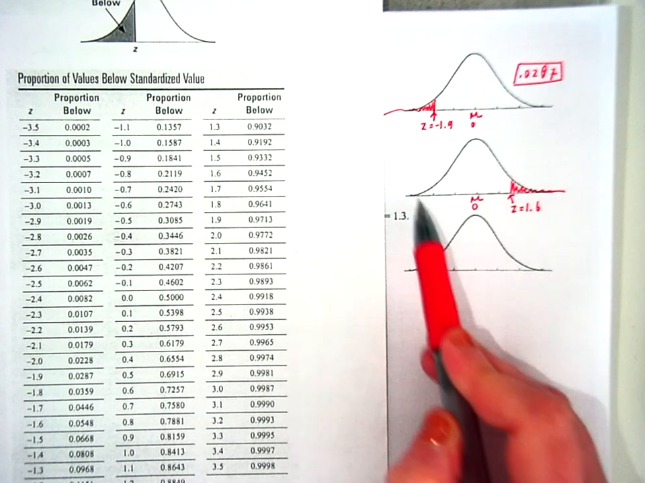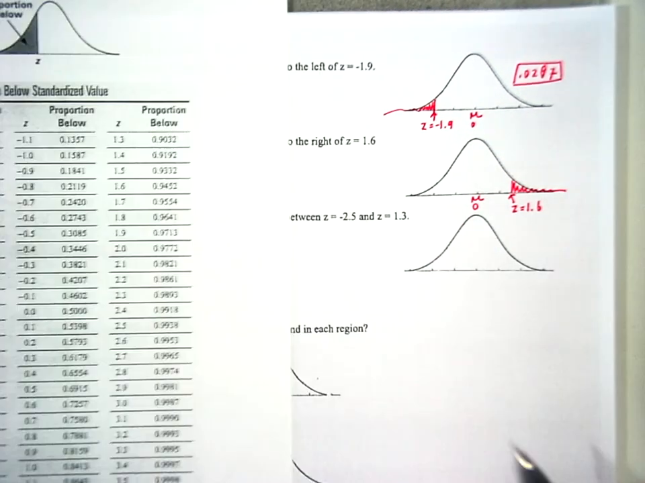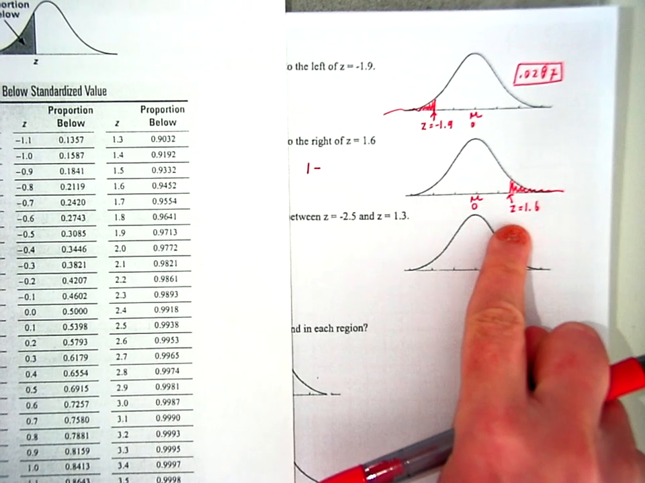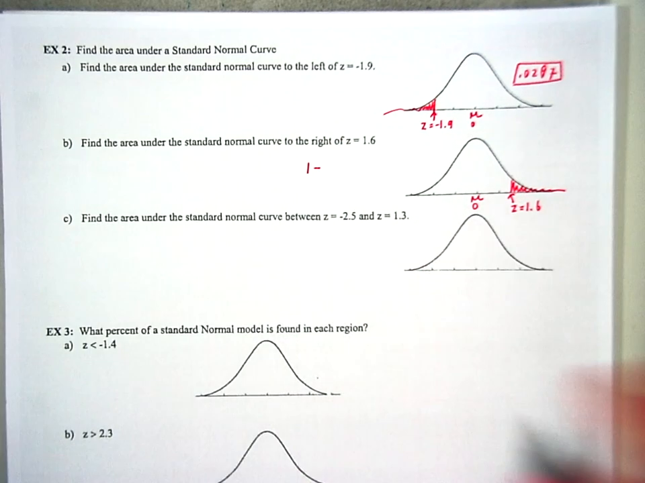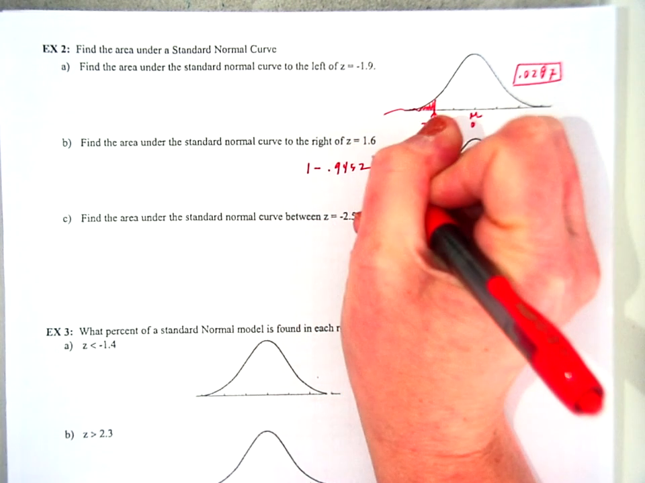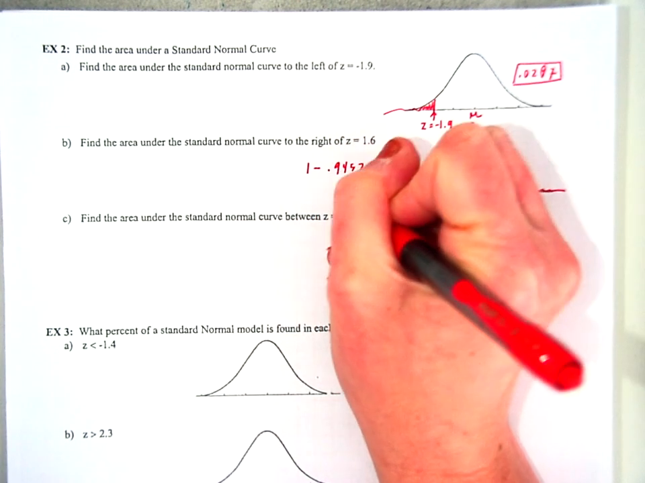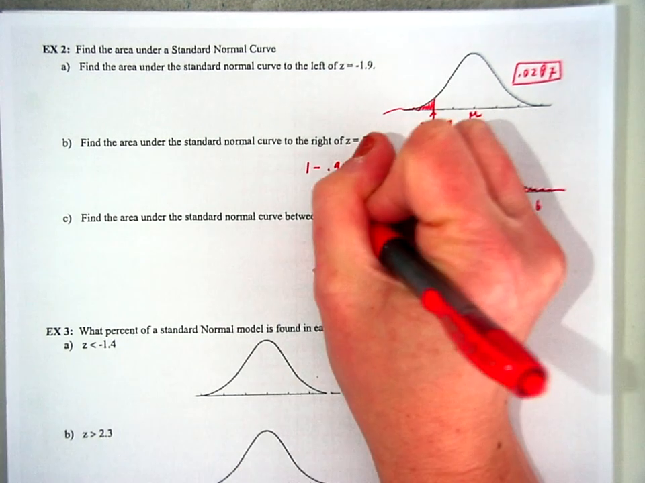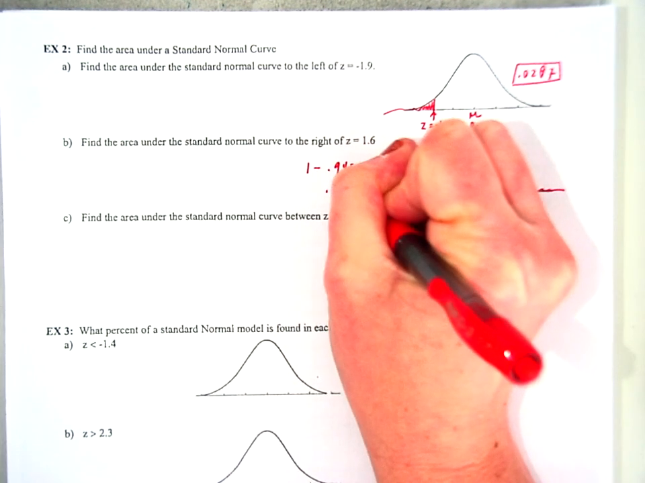But I want the opposite. So I need to do 1 minus the region that was to the left. So that was the 0.9452. Okay, so I need to get 1, take away 0.9452, and I get 0.0548.